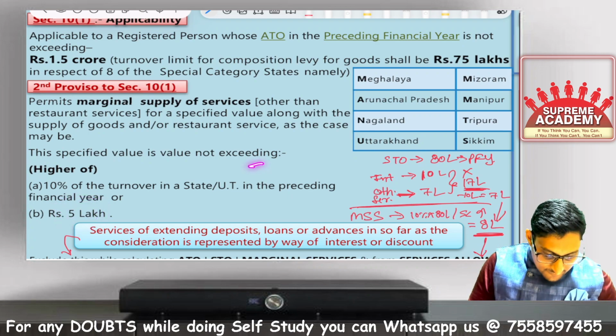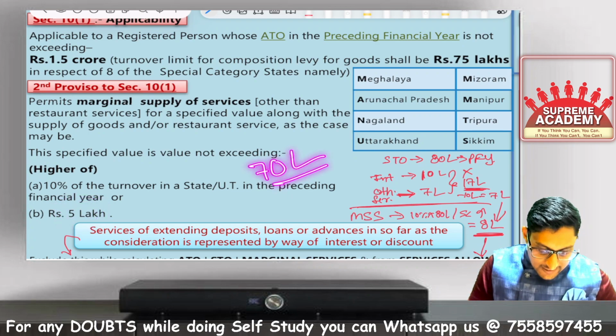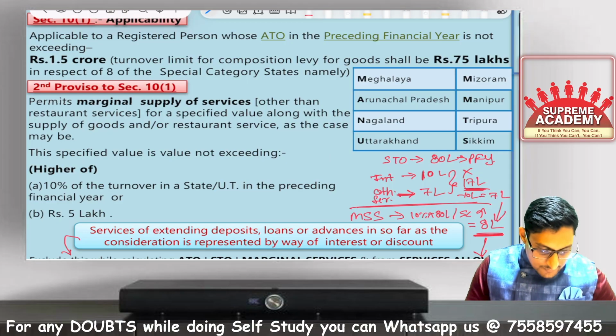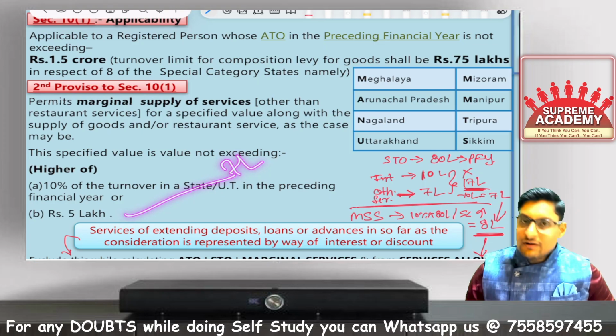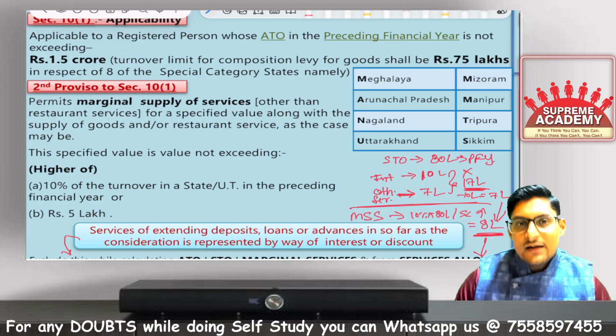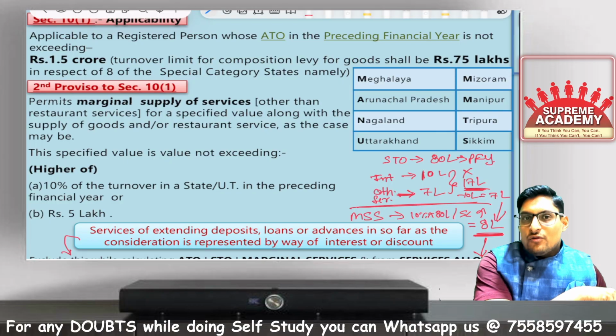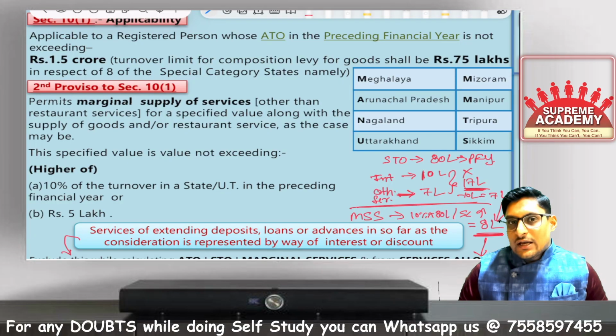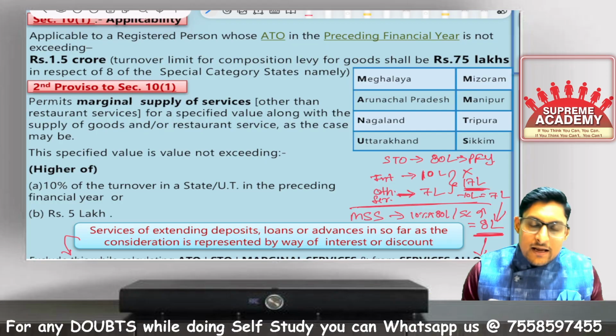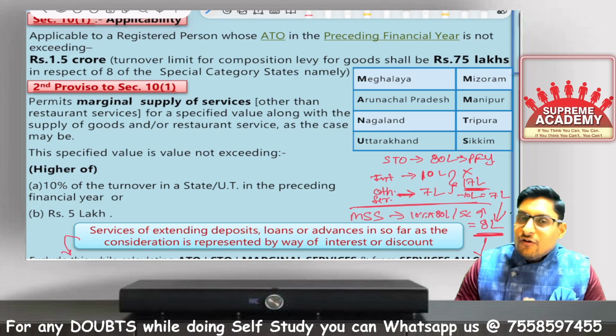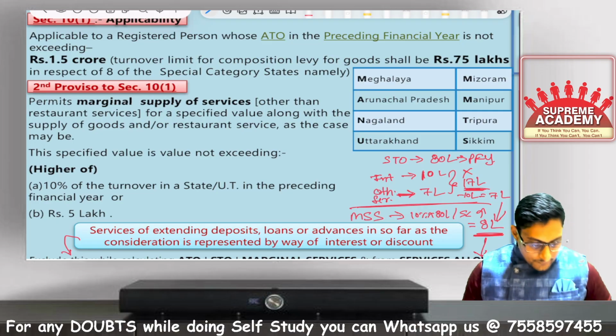Say, for example, the preceding financial year state turnover was 70 lakhs. 10% of this will be 7 lakhs. Whichever is higher, 7 lakhs will be higher. So the permitted limit of services is 7 lakhs. If your services along with supply of goods are within this limit, then okay. Otherwise, you will not be eligible under section 10.1 for the composition scheme.